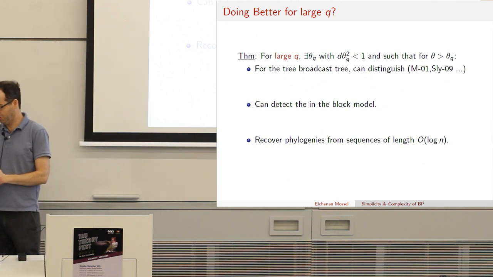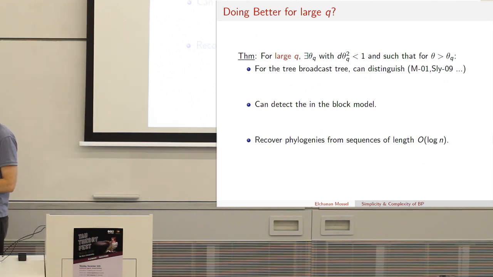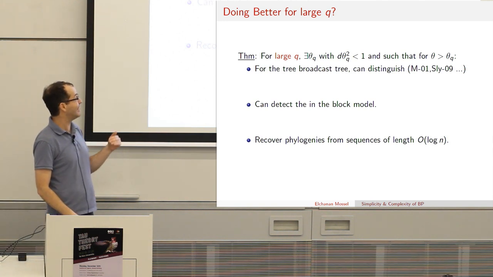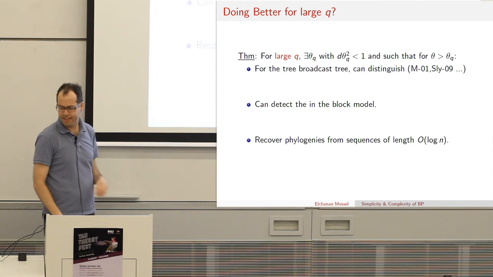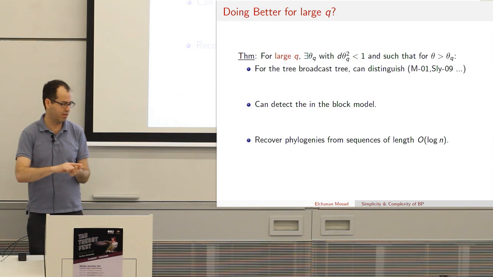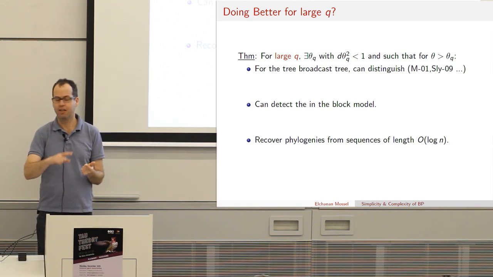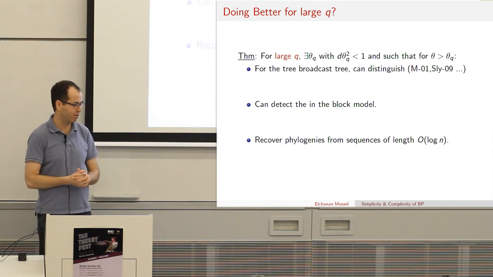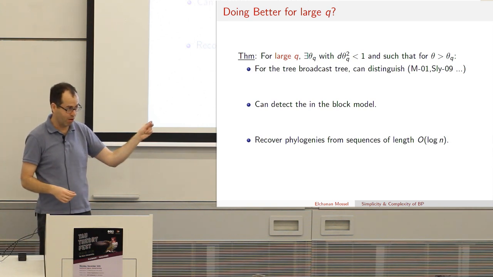For a large Q, there exists some other theta Q, which satisfies not d theta square equal to 1, but d theta square less than 1, such that for all theta greater than theta Q, you can do whatever you did before. You can distinguish the color of the root better than random. You can detect in the block model. And you can recover phylogeny from sequences of length order log n. Okay, so you can go a little bit below.